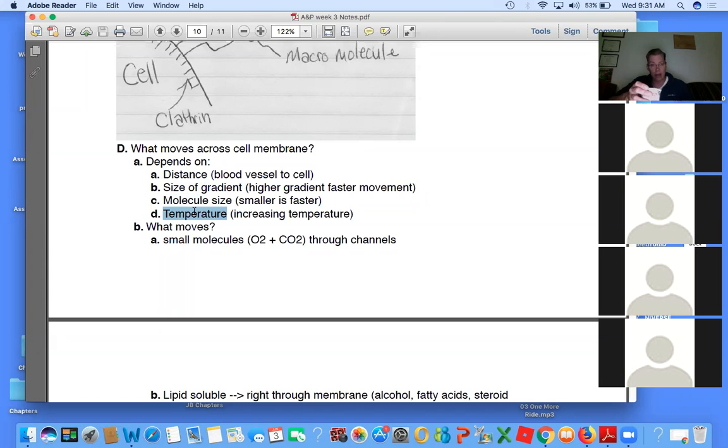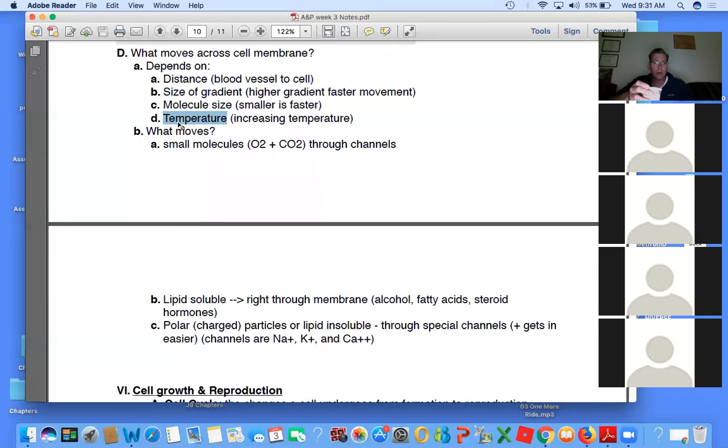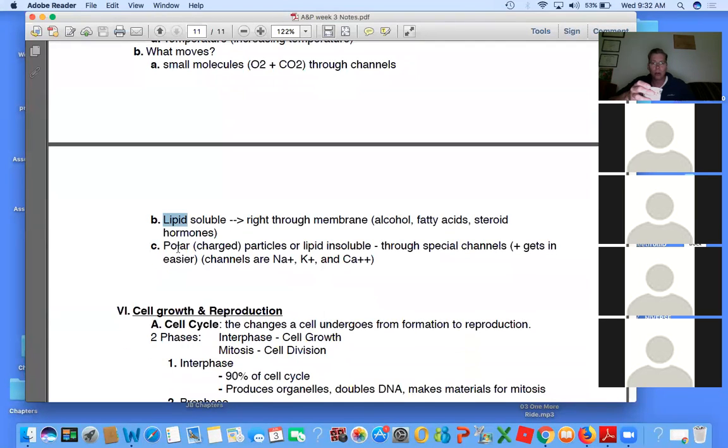Things just move faster. And what moves? If you're smaller or if you're fat soluble, you get through the membrane pretty easily. Once you're polar, in other words, you're a charged particle, or you're bigger, then you're not going to get in as easily, because the membrane is made of a layer of fat, and polar things can't get through it.